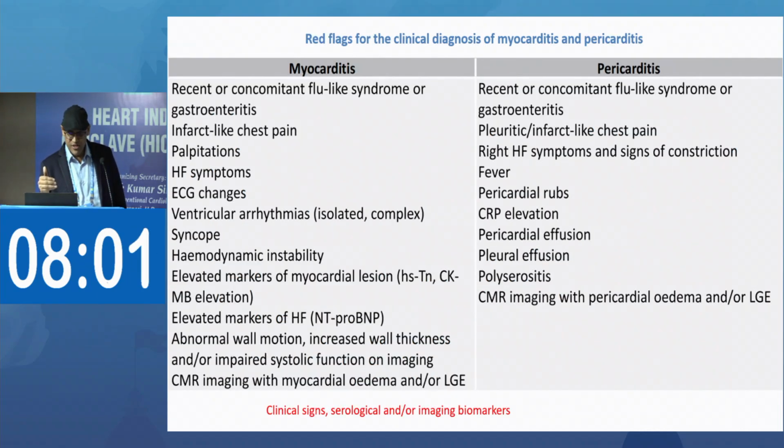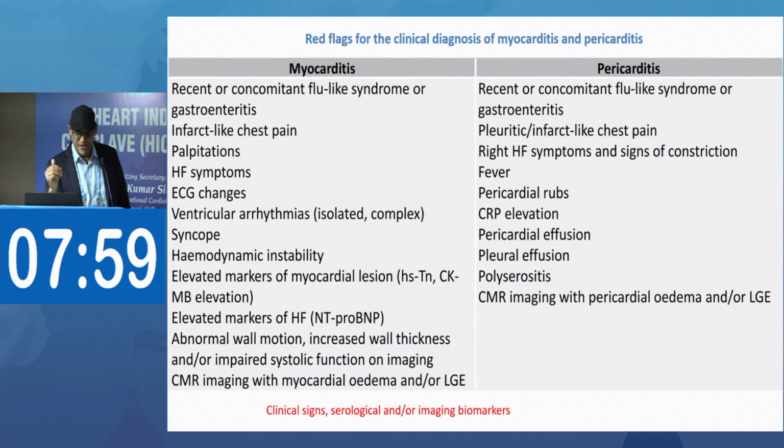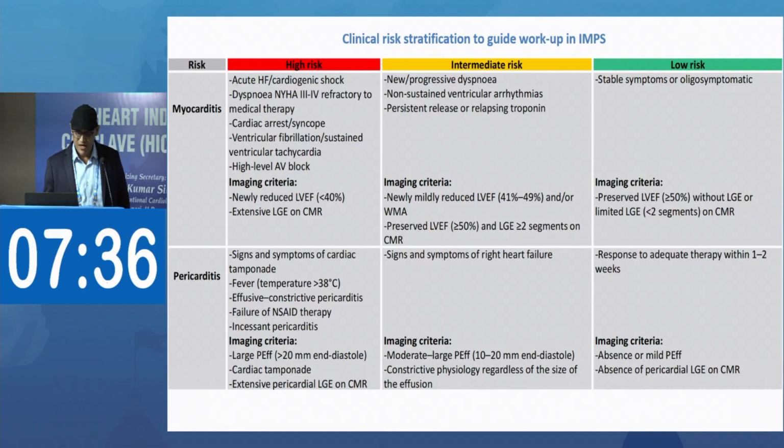Then they have introduced this clinical diagnosis of myocarditis and pericarditis with the use of red flags. These are different host of symptoms for pericarditis and myocarditis, which also includes serological and imaging biomarkers. So all these biomarkers and imaging symptoms and signs are important to basically make the diagnosis of myocarditis or pericarditis, and for the diagnosis of inflammatory myopericardial syndrome. All these patients have to be risk stratified.